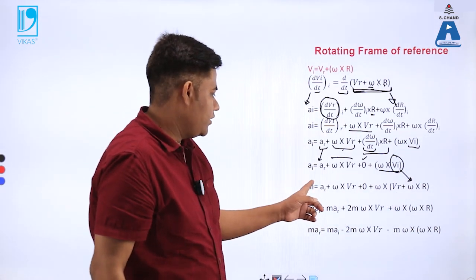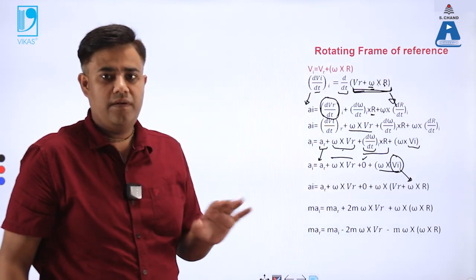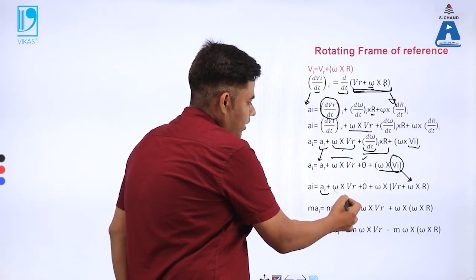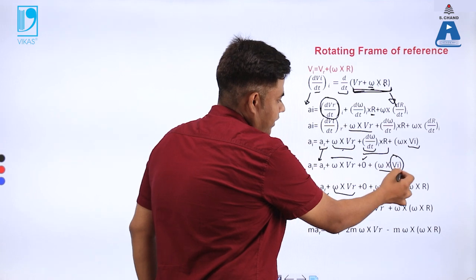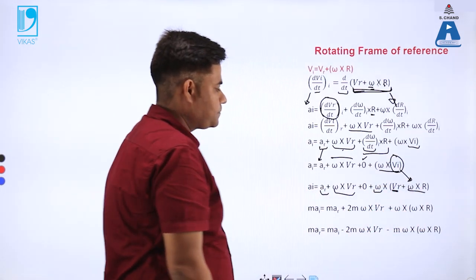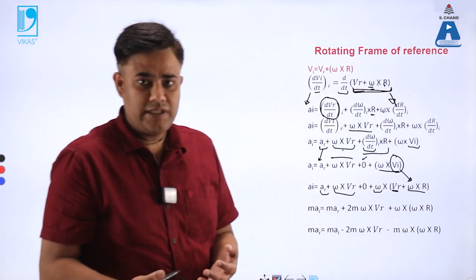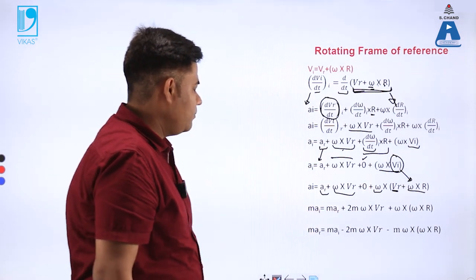So acceleration for the inertial frame of reference would be expressed in terms of the rotating frame of reference. So a_r would remain the same, omega into v_r plus 0 plus omega, and this v_i can be replaced in terms of v_r plus omega cross r. Now I want to find out what is the force associated. So I need to multiply the entire equation with mass.